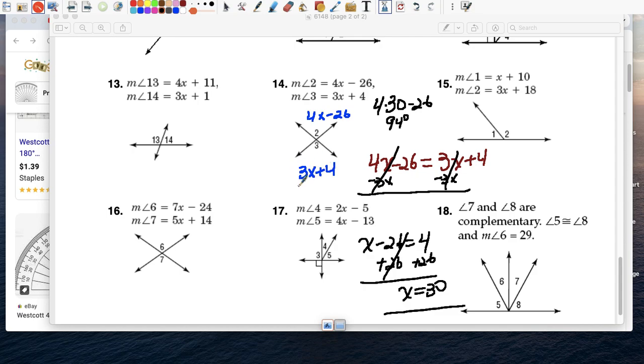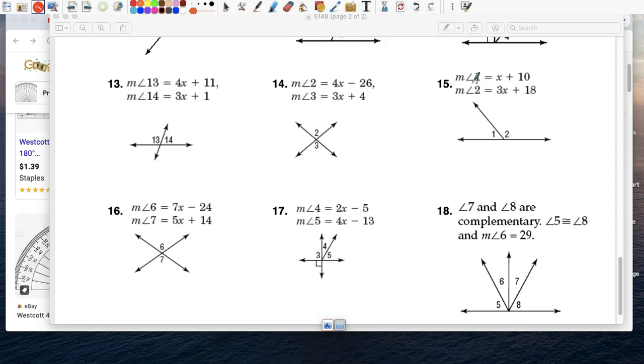So let me just verify that. So again, here's x equals 30. So replace the x with 30. 3 times 30 plus 4. 3 times 30 is 90, and plus 4 is 94. I'll circle that and circle that. So angle 2 is worth 94 degrees and angle 3 is worth 94 degrees, which we already knew that they should be the same, right? Because they are vertical angles.